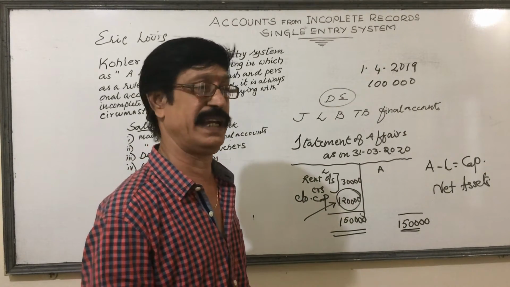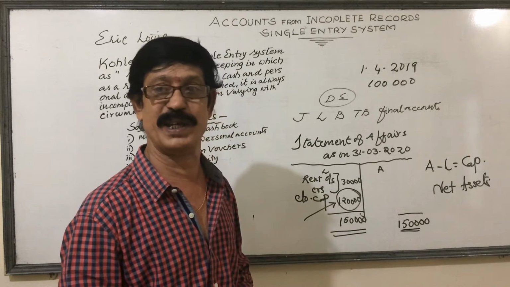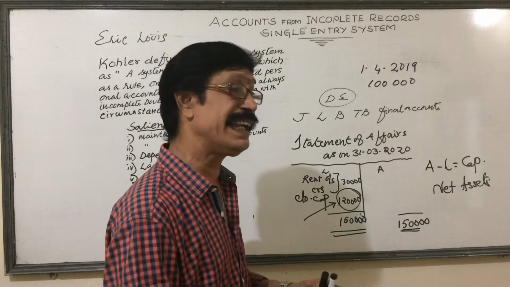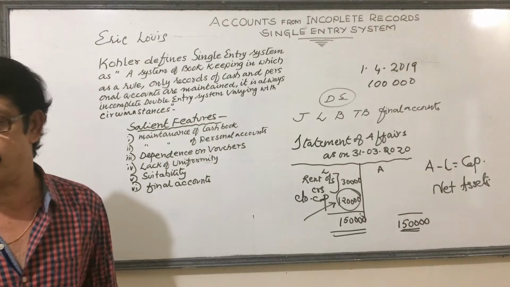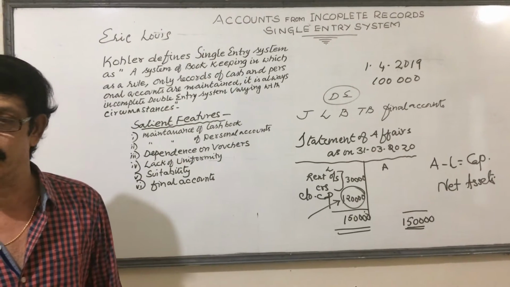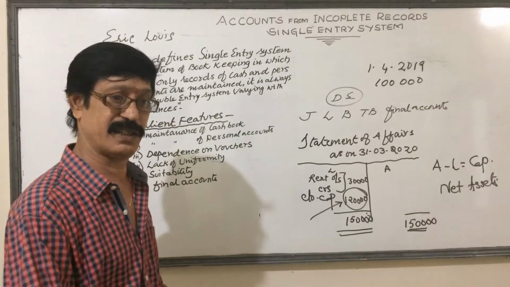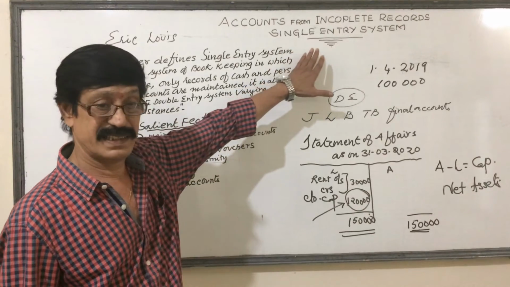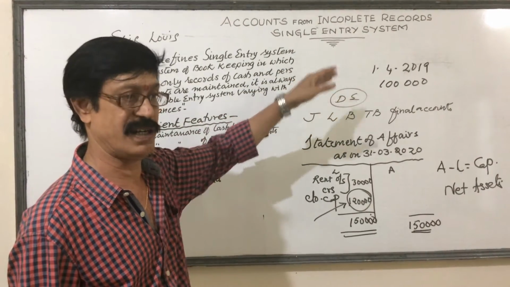Understanding? That's why almost all small business units are following the single entry system. Single entry system is nothing but incomplete double entry system. When you are not maintaining proper double entry, automatically you can say it is a single entry system. Understanding or not? Once again, last and final, single entry system is nothing but incomplete books of records.